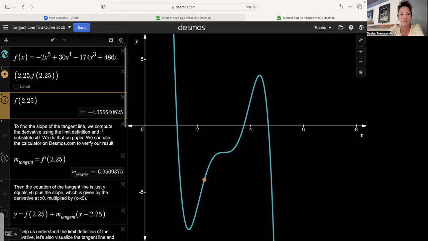Now, typically we would use the limit definition and substitute x naught equals 2.25 to compute the slope of the tangent line at that location. It's a little bit tedious because we've got this function involving an x to the 5th, but it turns out that there are shortcuts that we'll learn in the next few sections. But let's do a little bit of this on paper.